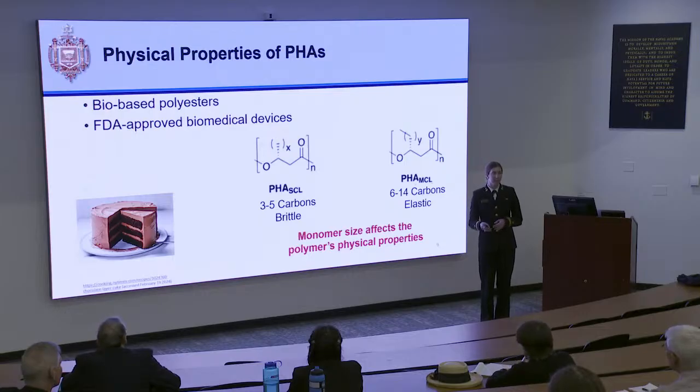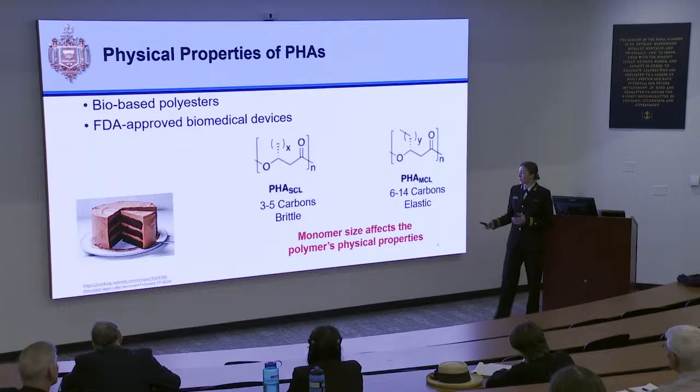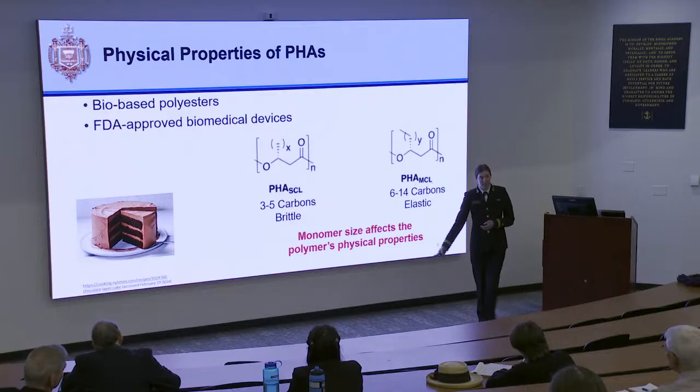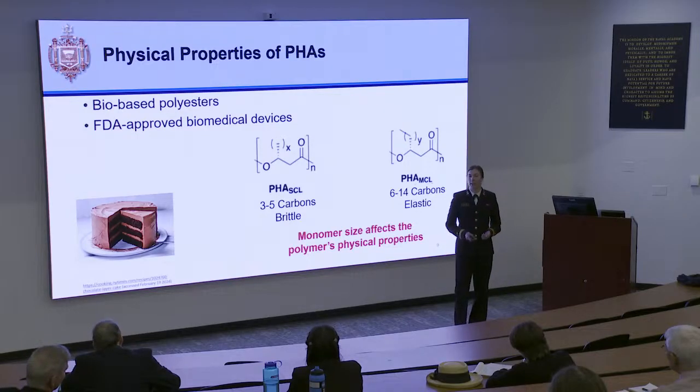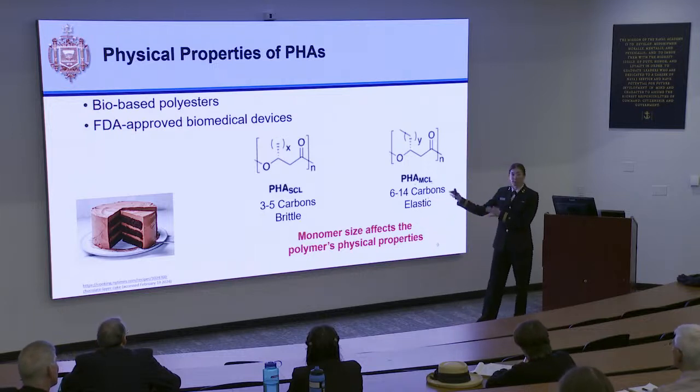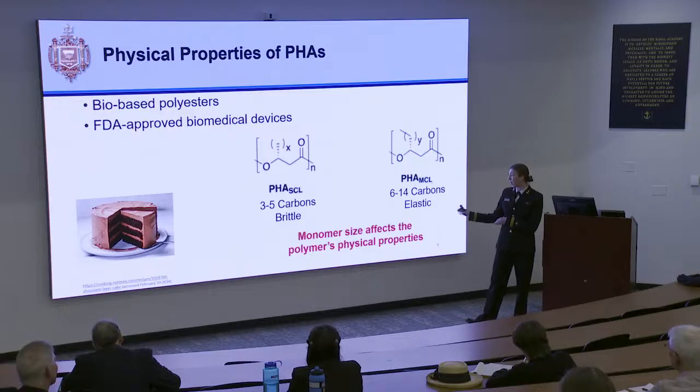So shorter chain lengths tend to be more brittle, whereas longer chain lengths tend to be more elastic. Just like when you're baking a cake, the ratio of your ingredients determines the quality of your product, the same for our PHAs. The ratio of our ingredients, the monomers, will determine the physical properties of our polymer.